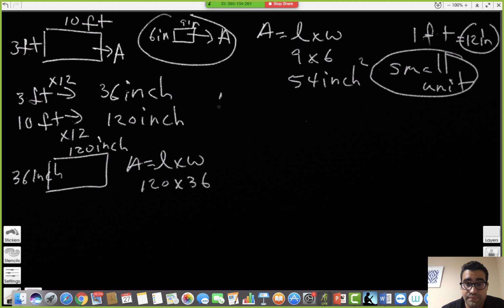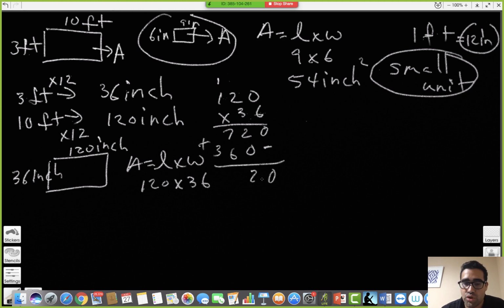And we multiply. 6 times 0 is 0, 6 times 2 is 12, carry the 1, 6 times 1 is 6, plus 1 is 7. Space. 3 times 0 is 0, 3 times 2 is 6, 3 times 1 is 3. Add it up: 0, 2, 7 plus 6 is 13. 4,320 square inches. Let's write it over here.